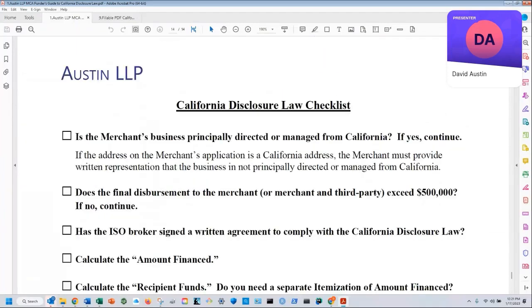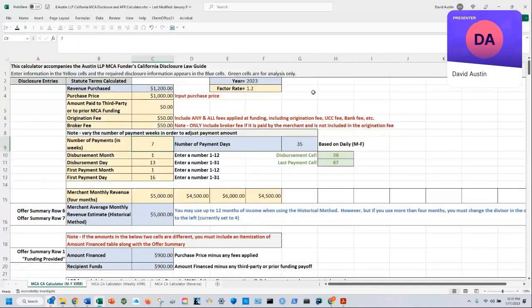And lastly, our guide includes a California disclosure law checklist, which walks you and your underwriter through all the things you need to do in order to fill in the disclosure. I designed our guide to be a one-stop shop for compliance. In addition to a layperson explanation of the disclosure requirements, the guide comes with a regulation compliant calculator.